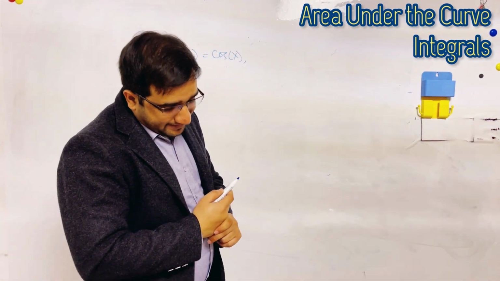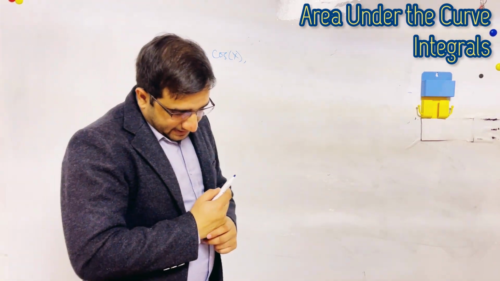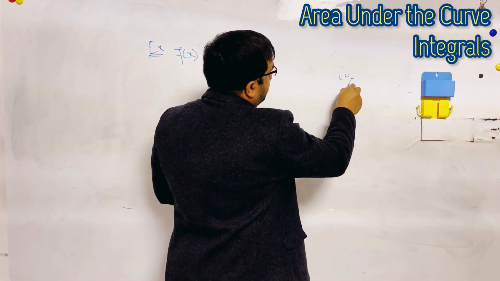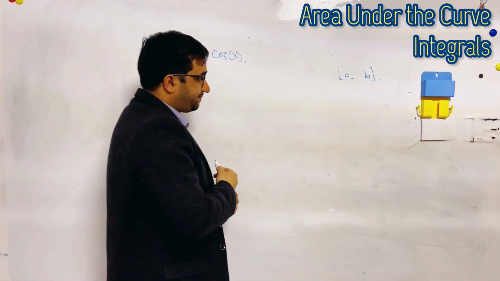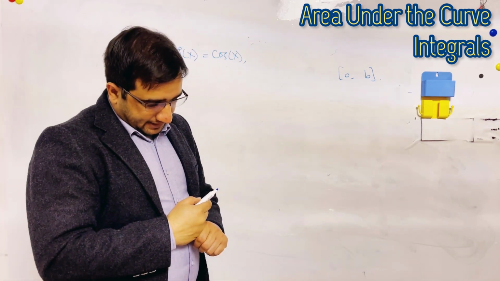You are asked to find the area under the region for this function, and the region is that your starting value is 0 and the ending value is b. For the moment, b is any number.